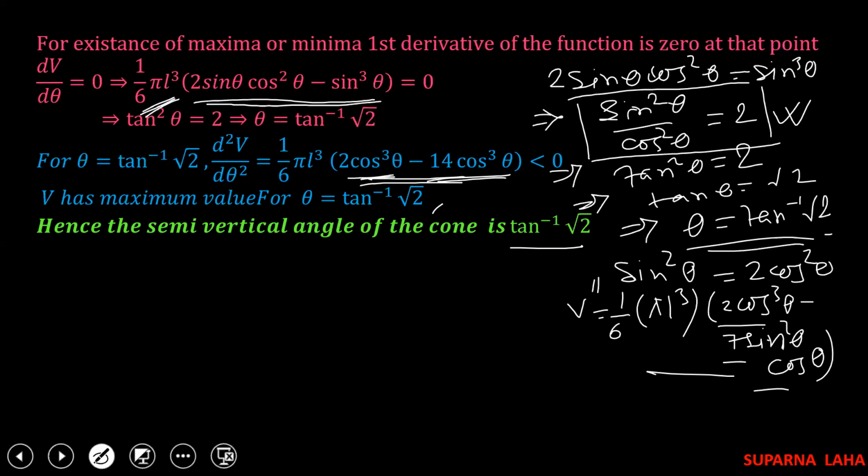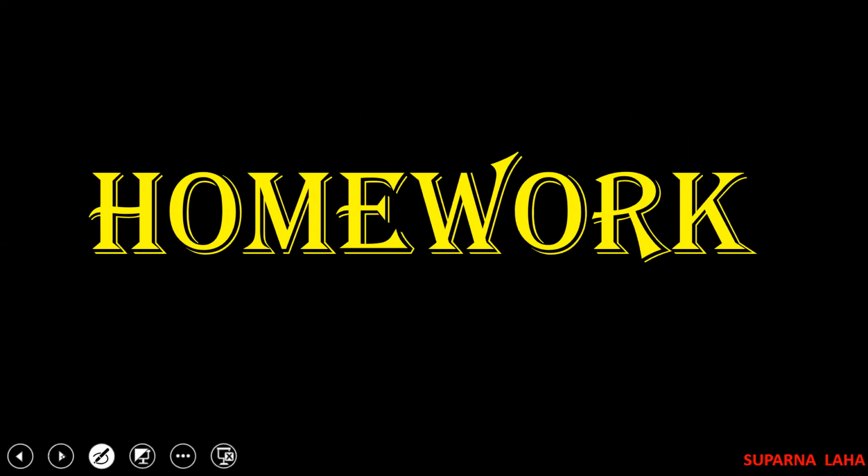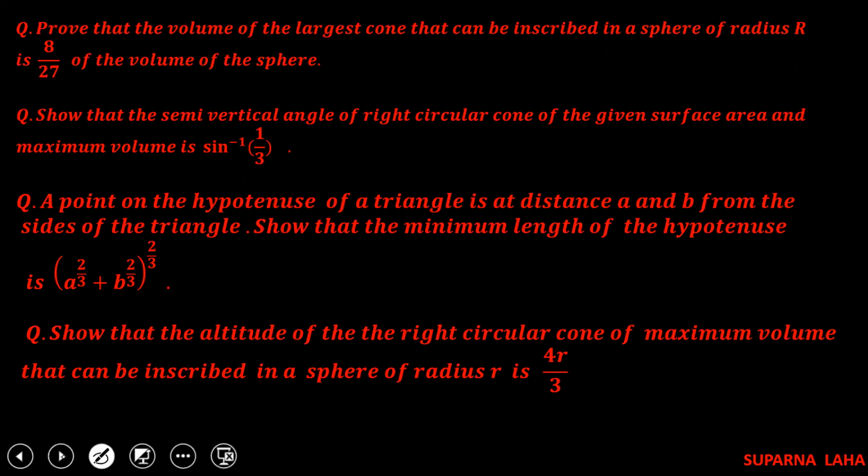So check the solution and understand the problem and then find the solution. So next is your homework. So look here, these 1, 2, 3, 4 problems are given. Here you need to find the semi-vertical angle. Here you need to find that this radius r is 8 by 27 of the volume of the sphere, and these two problems. Try to solve these problems.